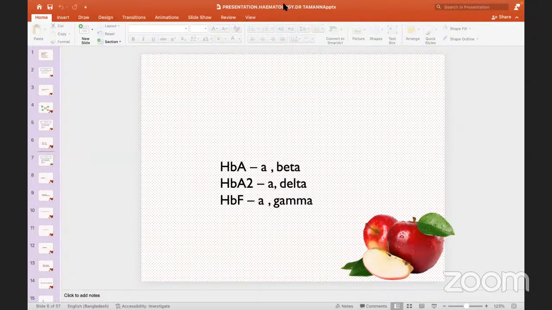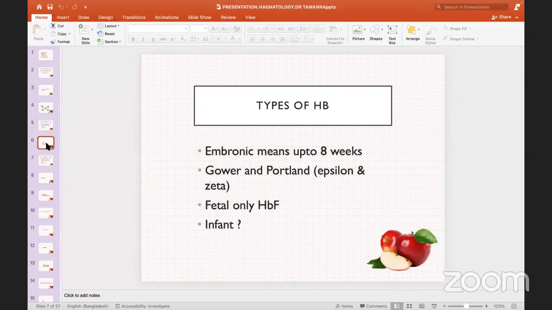Now let us go to the next slide. Types of hemoglobin. We already know types of hemoglobin.